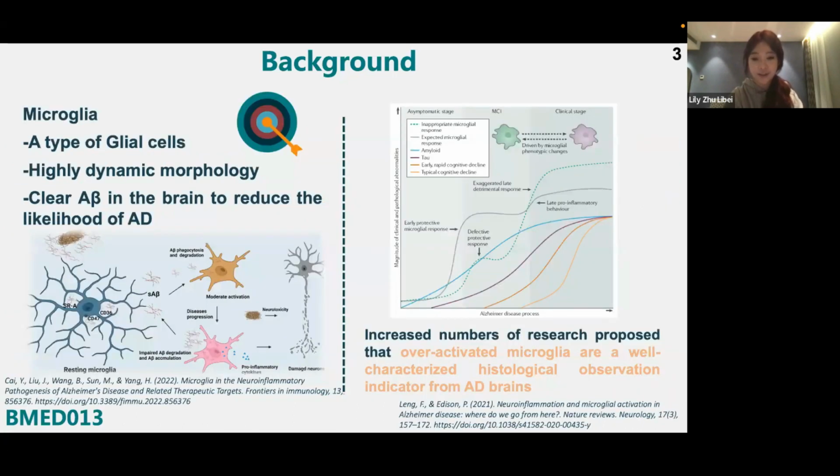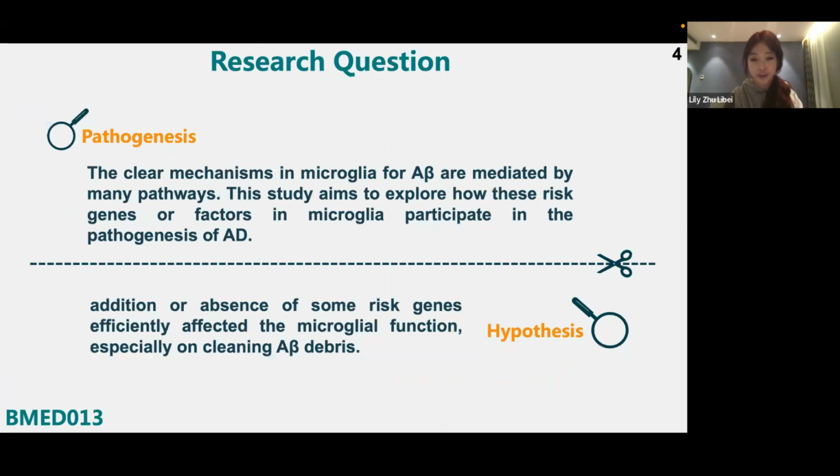Microglia are resident cells in the brain and can remove dead cells and cell debris to maintain brain homeostasis. Overactivated microglia are a well-characterized histological indicator in AD brains. Further research is necessary to fully understand the mechanisms by which microglia contribute to AD and to develop new strategies for AD treatment. Now we're moving on to our research questions.